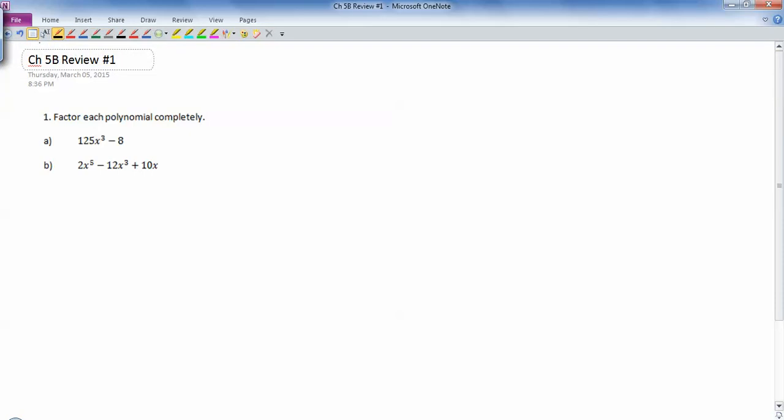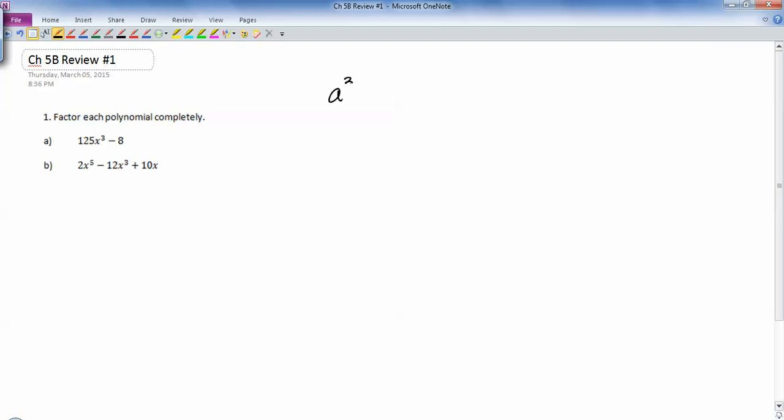Okay, so let's look at the Chapter 5B review problems, or it's probably just the Chapter 5 review on the handout. Number one. These problems are about factoring polynomials as much as possible. I haven't actually looked at these yet, but my guess is they're going to use a couple of rules that you had to learn.